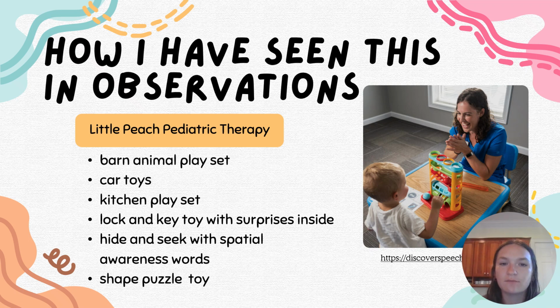And the last one is a shape toy puzzle. That one's a little bit more structured, where you put the star in the star hole or put the circle in the circle hole. Really good way to emphasize problem solving and shapes and identifying what shape matches another shape. So like category recognizing.